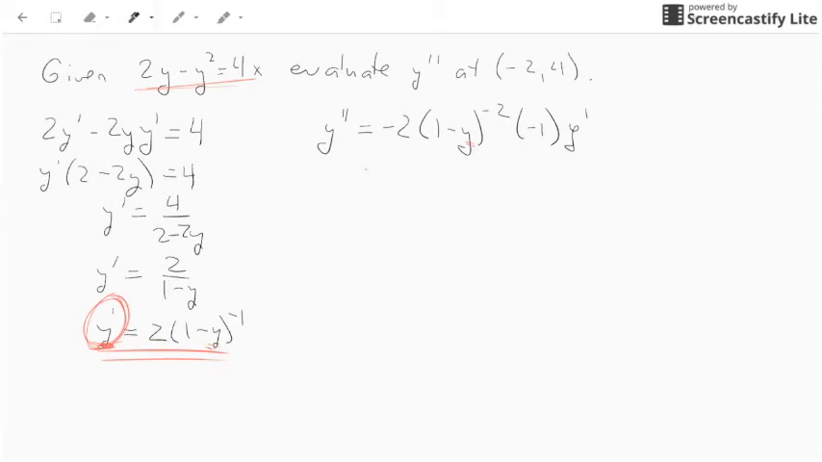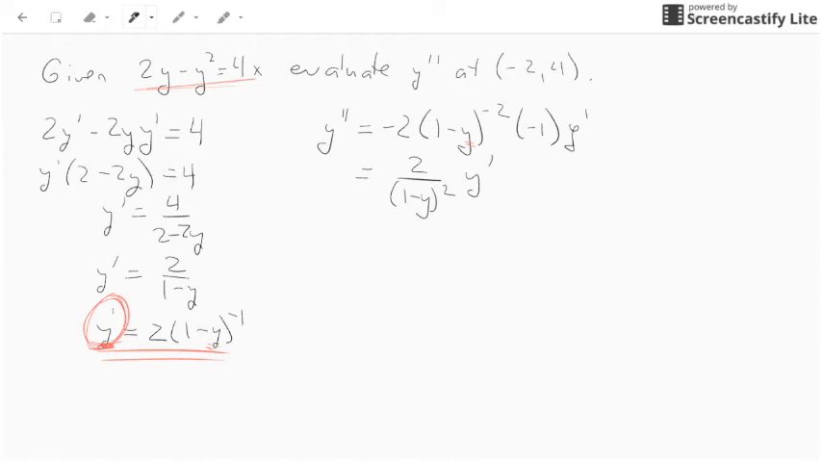And so now, when I simplify this, I've got the negative 1 times the negative 1. That's going to be 1 over, and I'm going to move that 1 minus y down to the denominator, 1 minus y squared. But notice I've got this y prime hanging out at the end here.